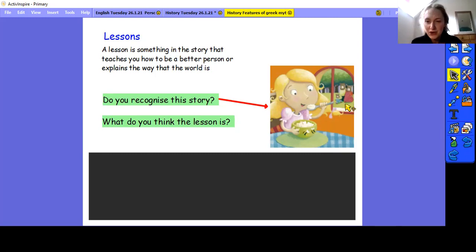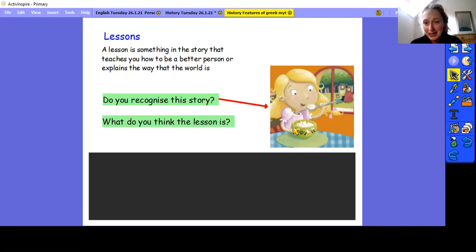Okay, so hopefully you recognise that this is the story of Goldilocks and the Three Bears as she is eating the porridge in the house, and there they are through the window coming back. And I think the lesson to this story is that you shouldn't really steal from people, because if you do, bad things might happen.